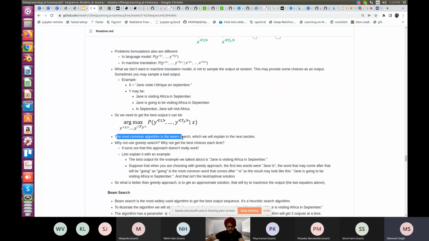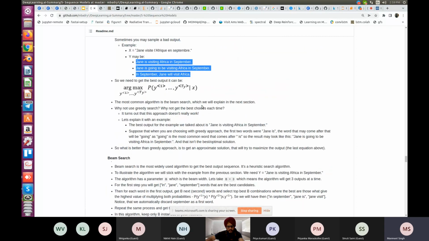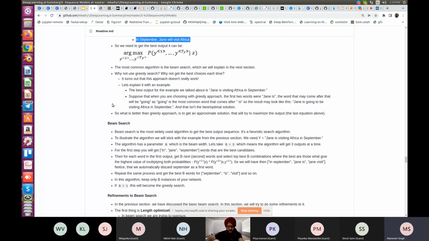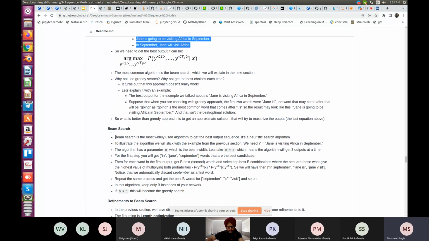And the most common algorithm is beam search. So these can be three different outputs, and beam search is the most widely used algorithm to find the best possible candidate, the best output sequence. It's a heuristic search algorithm. To illustrate the algorithm, we will stick with the example from the previous section. So we need y equal to Jane is visiting Africa in September. Now the algorithm has a hyperparameter B, which is the beam width. Let us take the beam width equal to 3, which means the algorithm will give 3 outputs at a time.